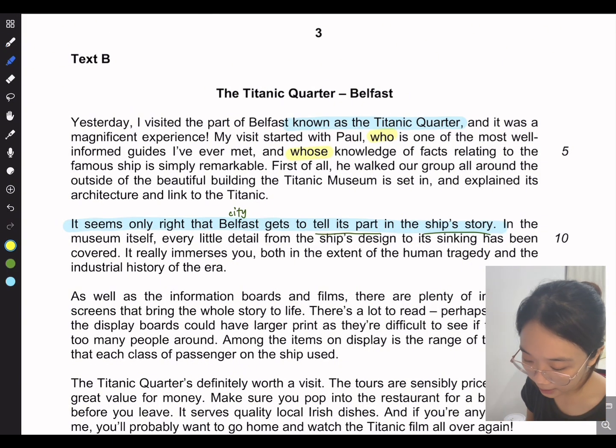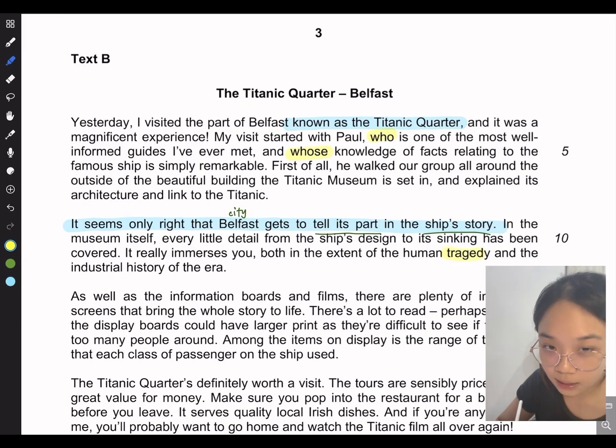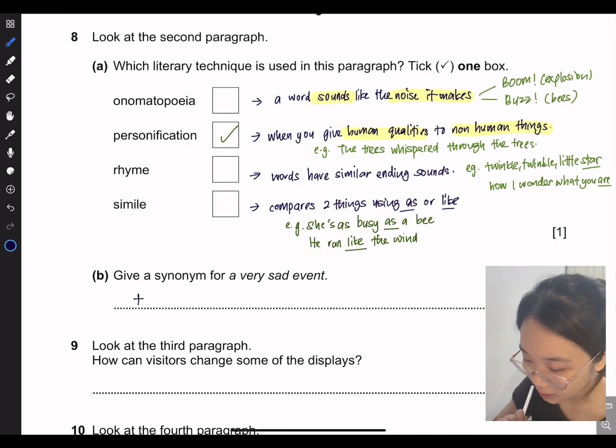So the next question here is give a synonym for a very sad event. So from here you can tell that the synonym is tragedy.